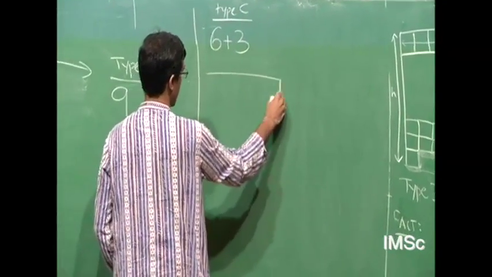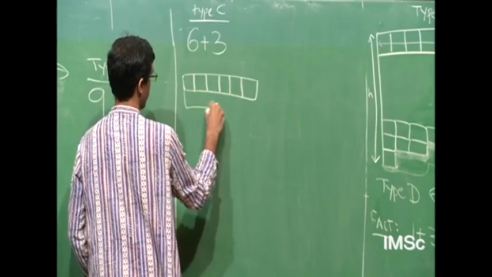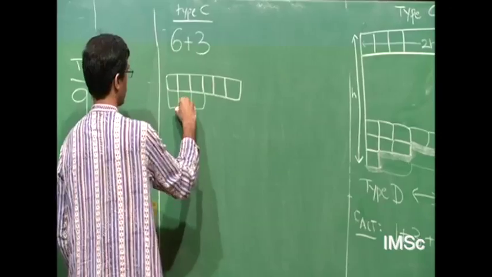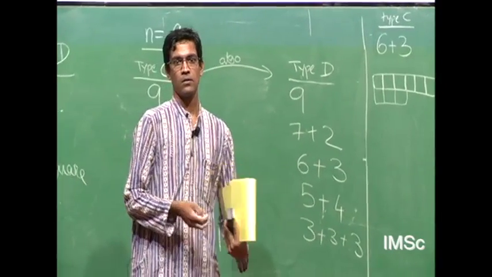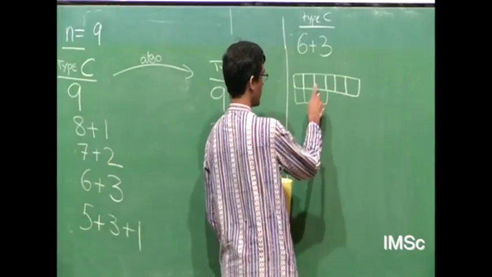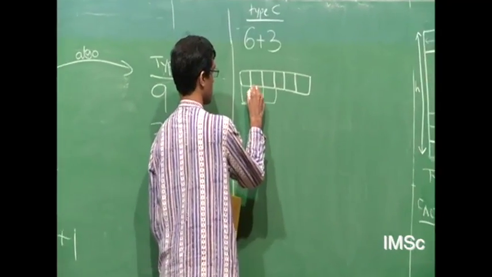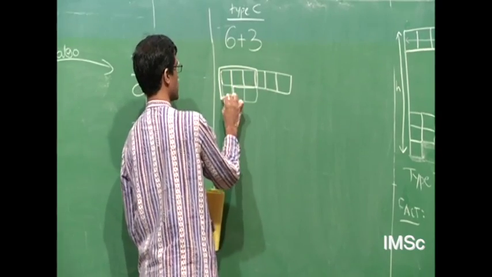So what does the diagram look like? 6, with boxes 1, 2, 3, 4, 5, and then 3. So what is the zigzag going to look like? How many boxes? 1 here and 3 there. That's my zigzag. This much is my zigzag portion.